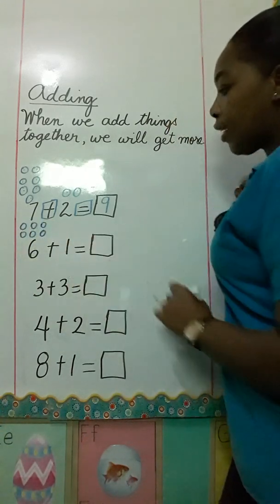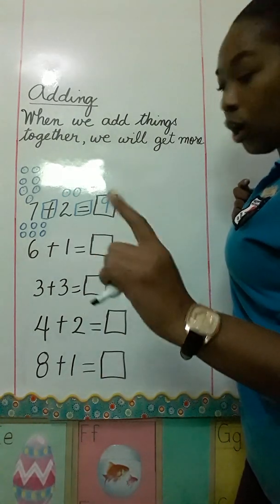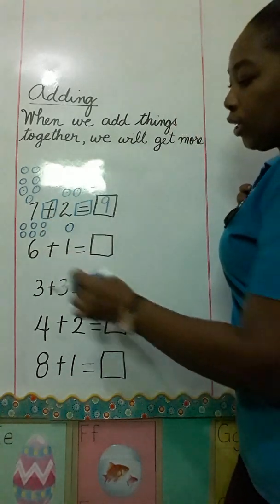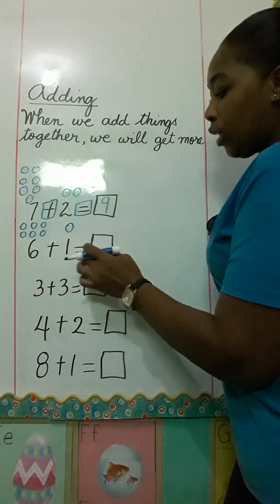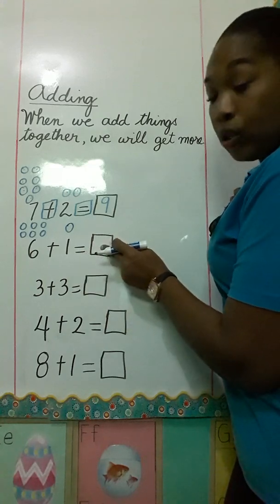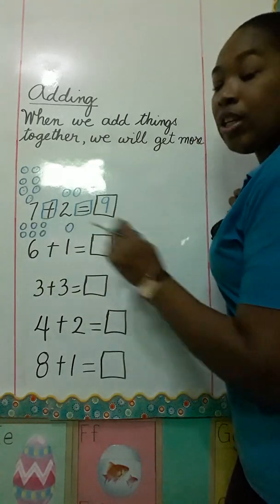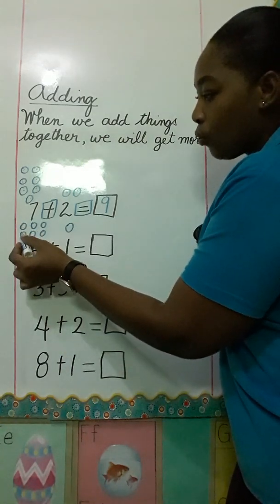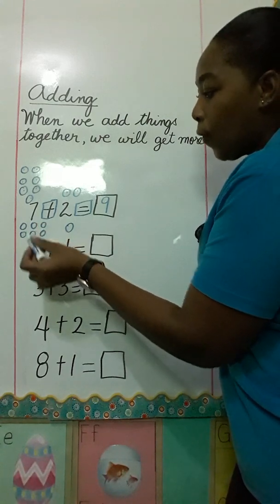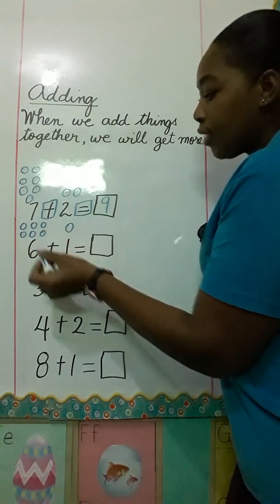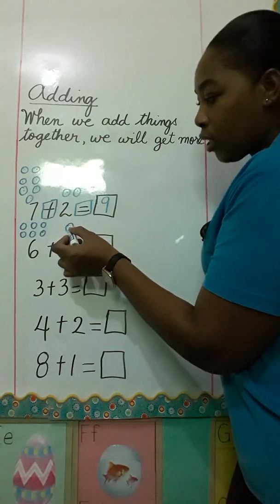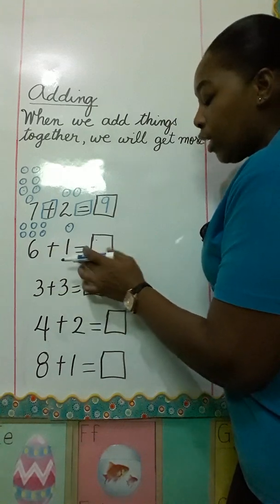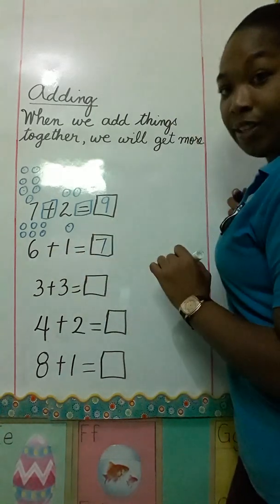1, 2, 3, 4, 5, 6. I come over to the next side. I see numeral 1, so I'm going to draw how many circles? 1. So 6 plus 1 equal. To get your answer, you have to count all the circles together. 1, 2, 3, 4, 5, 6, 7. Remember, you continue counting. So 6 plus 1 equal 7.